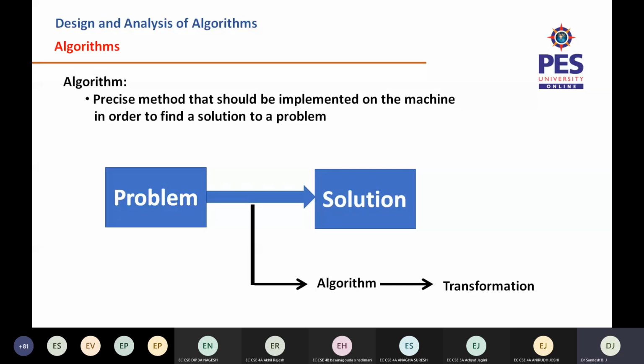More technically, an algorithm is a precise method that should be implemented on the machine in order to find a solution to a problem. It's not just a method, it's a precise method that should be implemented on the machine in order to find a solution to the problem. So the problem is given, you will find the solution. There should be someone who is transforming this problem into the solution. The one who does this transformation is an algorithm for us.